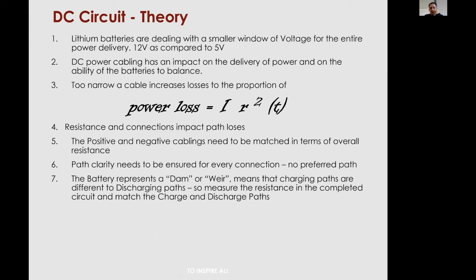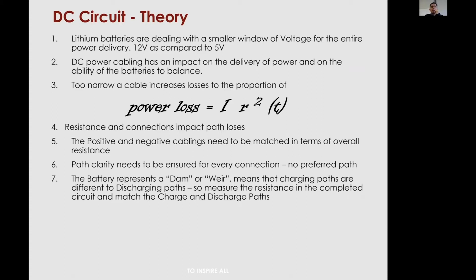So voltage is effectively your water pressure, and current would be your speed of water flow through the pipe. And with DC pressure going always in one direction during charge and the other direction during discharge, you do have to be cognizant of the path via your charge and discharge routes.